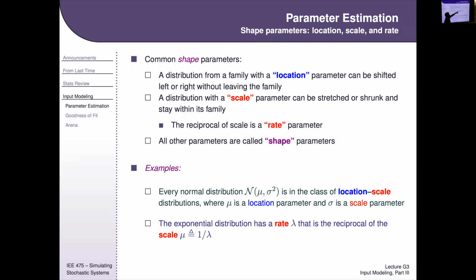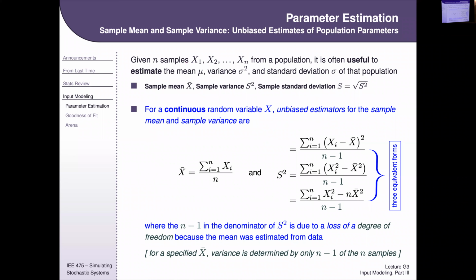And so we'll use the term rate to mean 1 over scale. So if I say I have a parameter that is a rate, I'm implicitly telling you that it is a scale parameter, but the magnitude is 1 divided by it. So these are terms that we sometimes use: location, scale, and rate. And everything else we just refer to as shape parameters. So those are just some terminology.